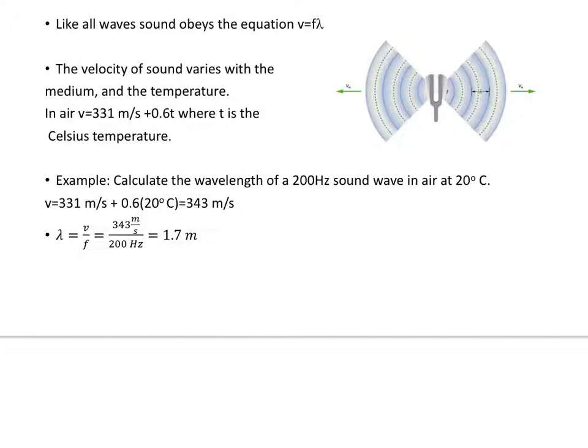Okay, so here is an example. We want to calculate the wavelength of a 200 hertz sound wave in air if the temperature is 20 degrees. So from the 20 degrees, we are able to calculate the velocity of the sound wave. So that would be 331 plus 0.6 times 20, or 343. And so now we can use this equation and solve for lambda, the wavelength. So that equals the velocity divided by the frequency. 343 divided by the 200 hertz equals 1.7 meters.